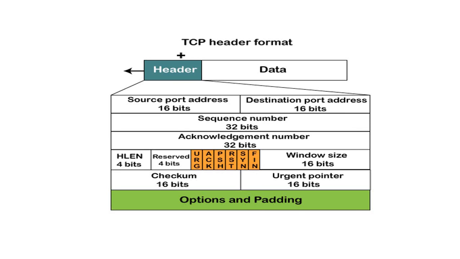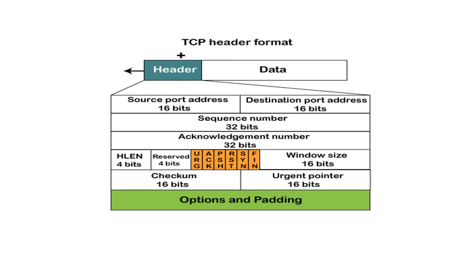Here the urgent bit, that is the urgent pointer, is valid if it is set to 1. Then you have ACK, the acknowledgement bit, which is set to 1 to indicate that the acknowledgement number is valid. Then you have the push bit, PSH. The receiver should pass this data to the application as soon as possible. And then reset. This flag is used to reset the connection. Then the SYN bit, which is used to synchronize the sequence number to initiate the connection. The SYN bit will be set to 1 and the acknowledgement will be 0.